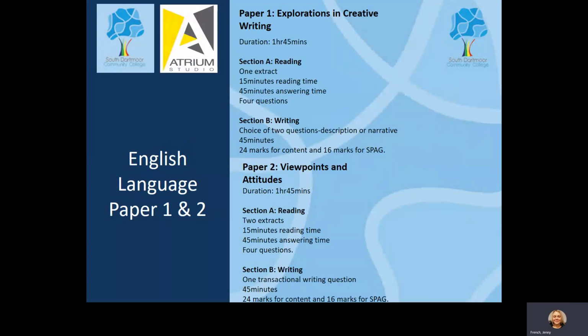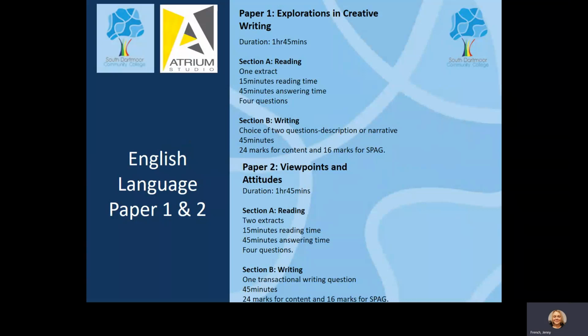The writing task will always feature two questions and it will always be a description or a narrative. We have seen instances where they have had a choice of two narratives or two descriptions, but more often than not, it is a description or a narrative. This is a task that is given 45 minutes, and that includes planning and check-in time. There are 40 marks available for this question, 24 for content, and 16 marks for spelling, punctuation, and grammar. On this GCSE, more than ever, SPAG is really important and it equates for 20% of the overall grade.